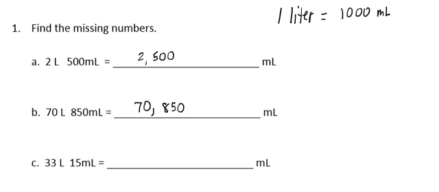Here I have 70 liters, which would be 70,000 milliliters, plus the 850 milliliters, for a total of 70,850 milliliters. And in the third problem, I have 33 liters and 15 milliliters. 33 liters would be 33,000 milliliters. So I have a total of 33,015 milliliters.